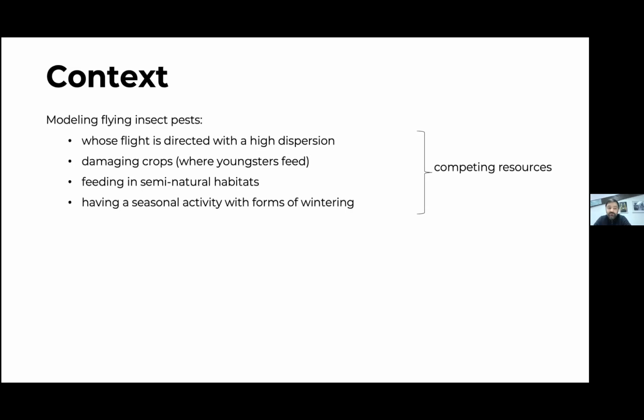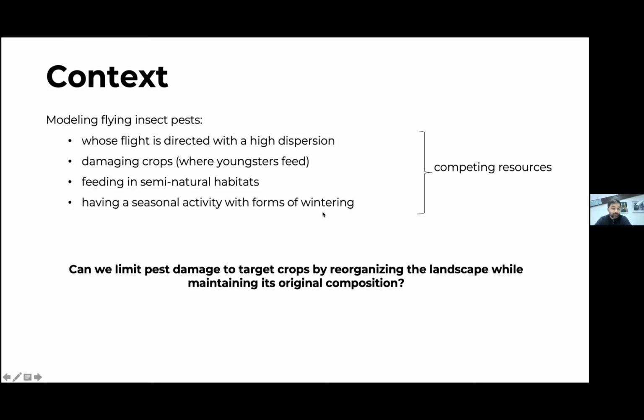it want to feed, this is the laying. So why will it choose to lay, why will it choose to feed, and why will it go to wintering. So once we have this model, the second question is, can we use this model to test some strategies without pesticides, if possible, to limit the pest damage.